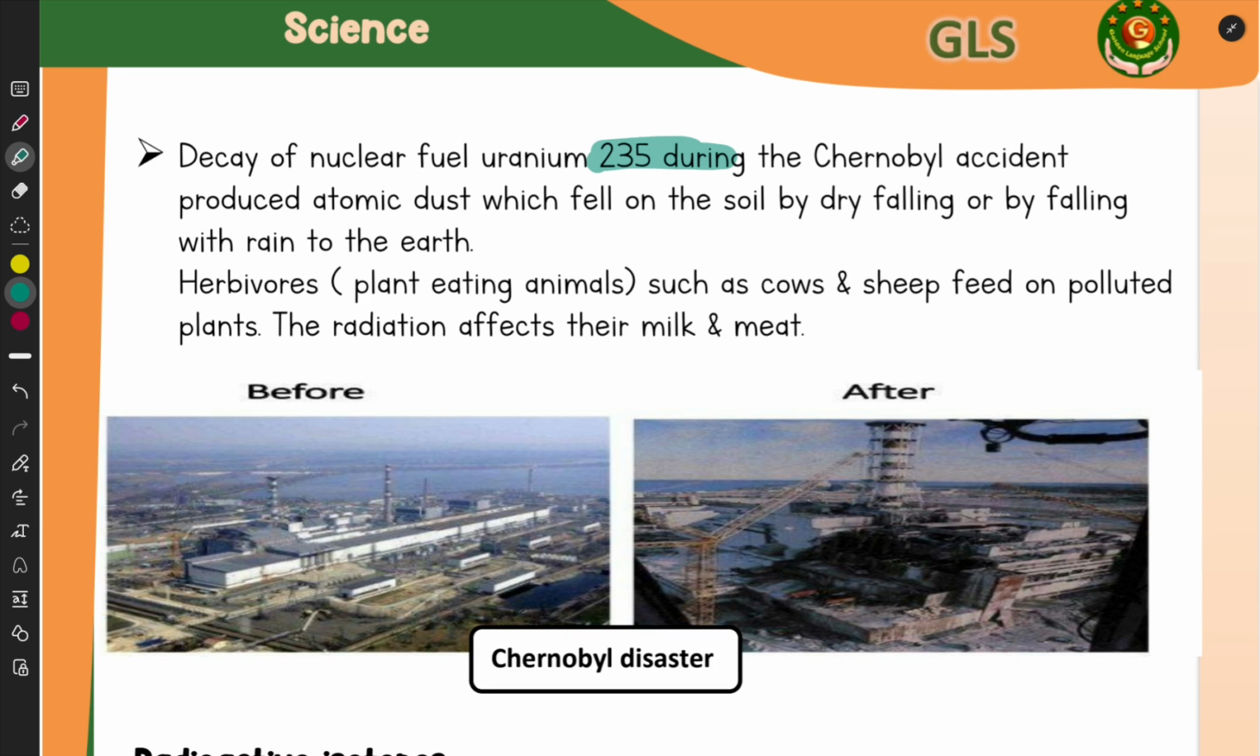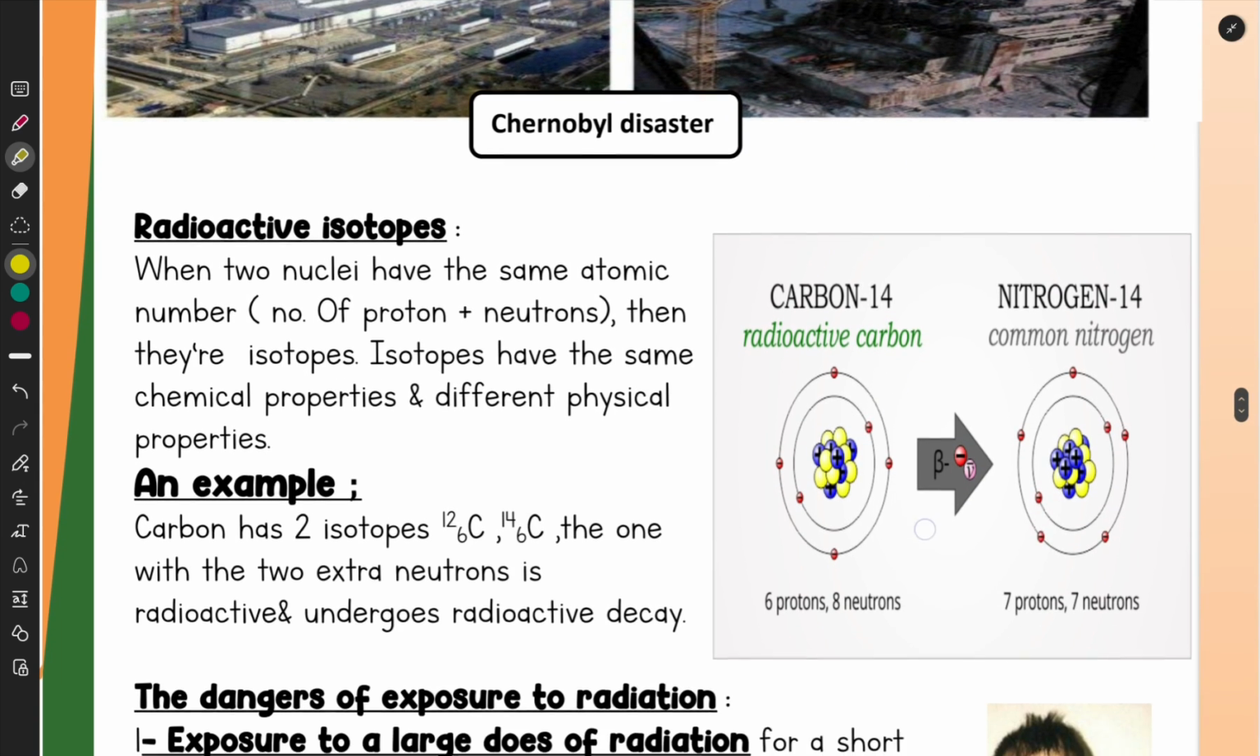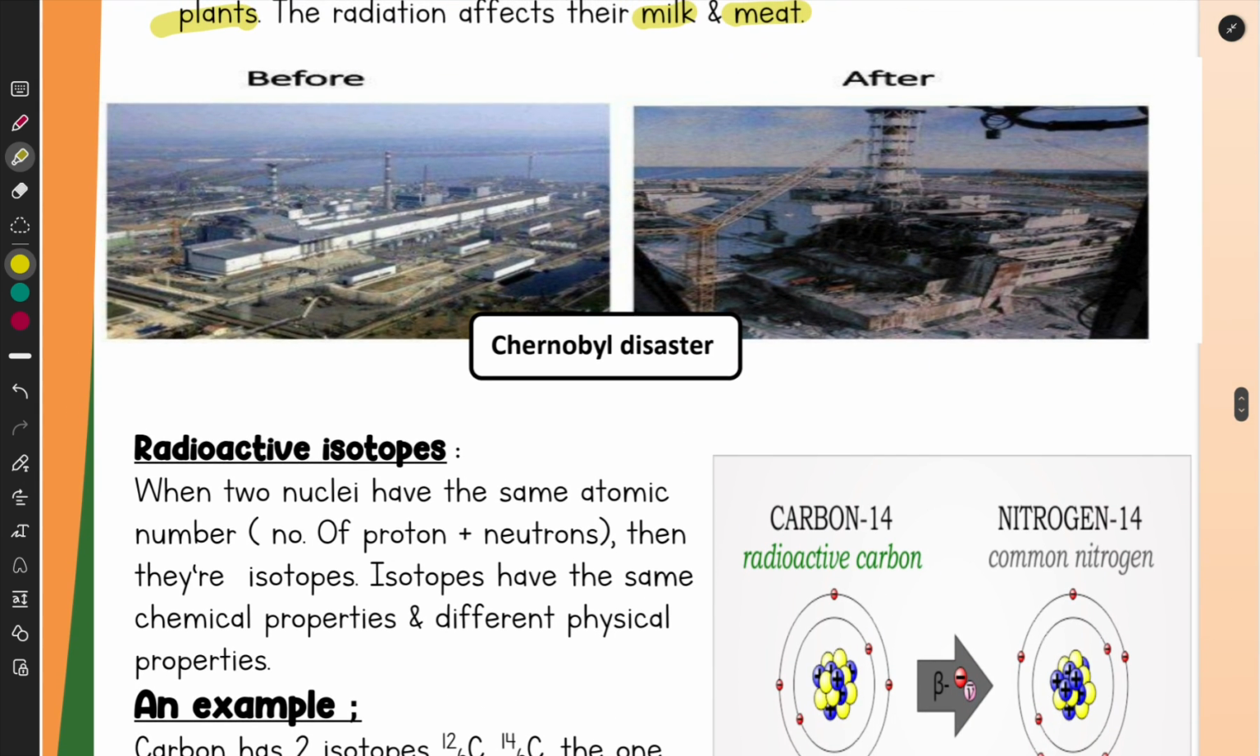Okay. Herbivorous animals, these are plant-eating animals such as cows and sheep, feed on polluted plants. The radiation affects their milk and meat. This is a picture from the Chernobyl disaster, after and before.